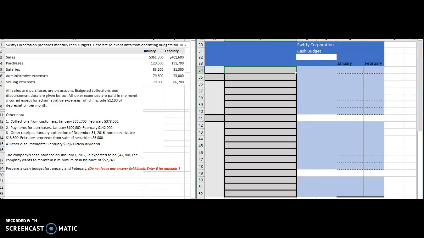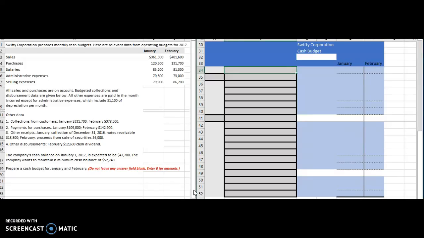We're going to be preparing a cash budget for January and February for Swifty Corporation. Here's all our given data. It gives us all our sales, purchases, salaries, and administrative and selling expenses. They do give us a note that all sales and purchases are on account. Budgeted collections and disbursement data are given below, and all other expenses are paid in the month incurred, except for administrative expenses, which include $1,100 of depreciation per month.